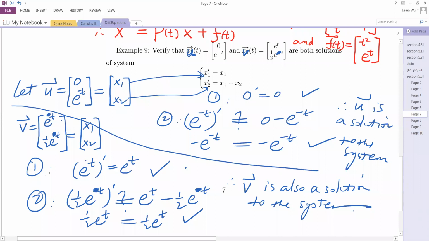If we have 1/2 e to the t, then the solution for vector u wouldn't be correct, right? Vector u is fine, because we checked that both x1 and x2 satisfy the system. For vector v, there's a typo from my side. It's e to the t, and the second entry should be 1/2 e raised to the t, not e raised to negative t. If the second entry is 1/2 e to the t, then both equation 1 and equation 2 work, and vector v is also a solution to the system.